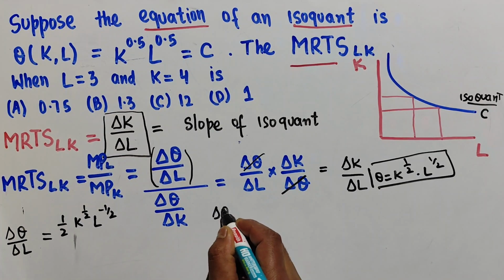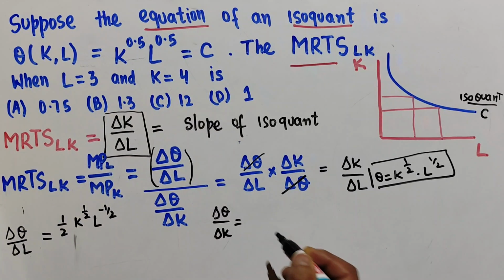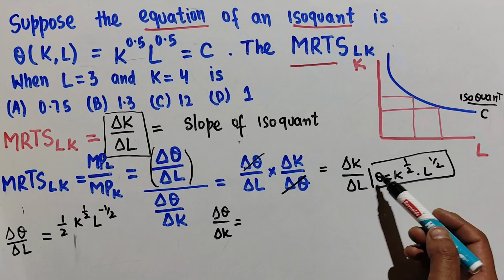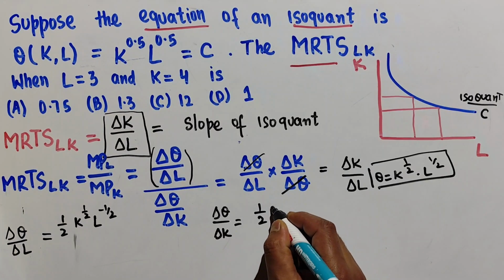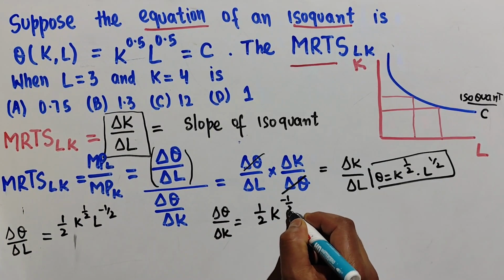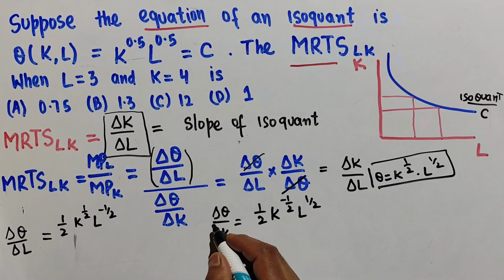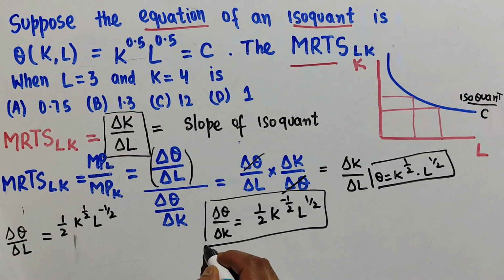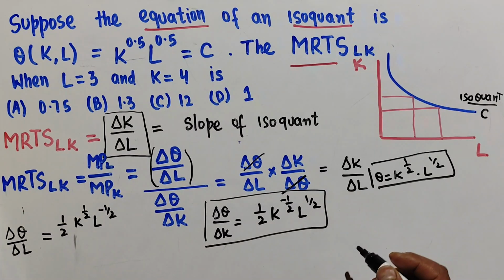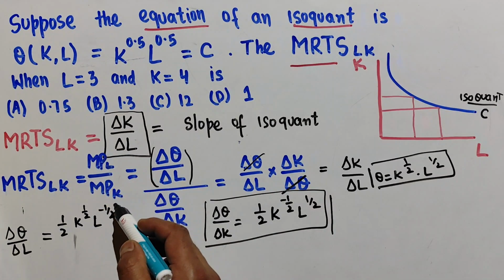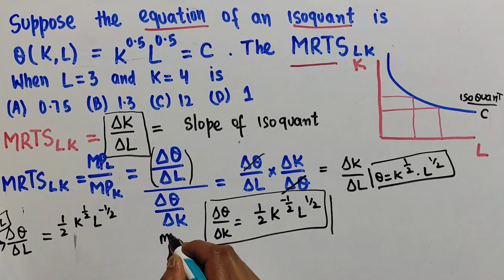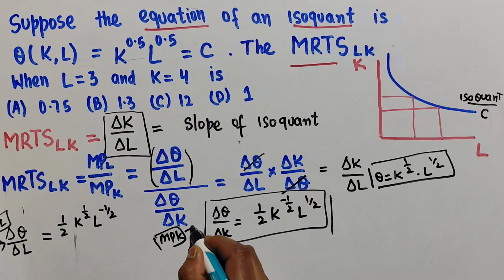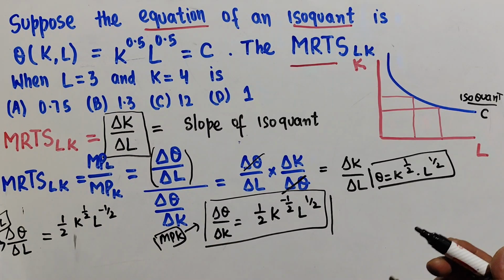Similarly, del Q upon del K means the derivative of this function with respect to K. So again, the exponent of K becomes the coefficient and the exponent is reduced by 1. Okay, this is del Q upon del K. And what is MRTS? MRTS is simply MPL upon MPK. So this is our MPL, and this is our MPK. Okay, the ratio of these two gives us the MRTS.